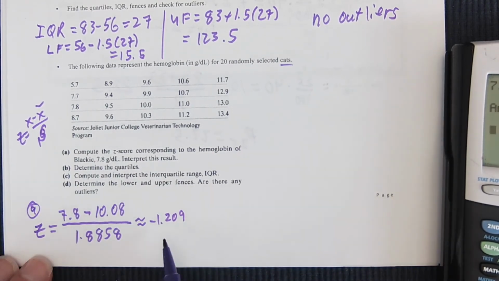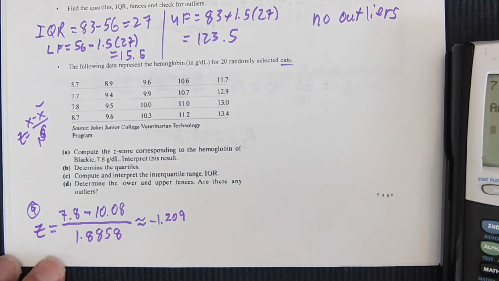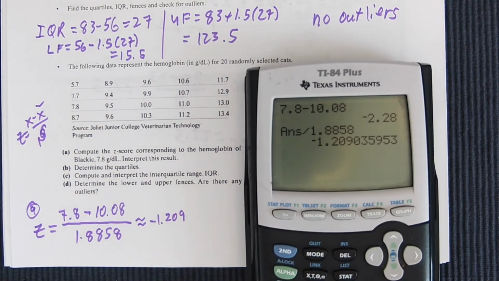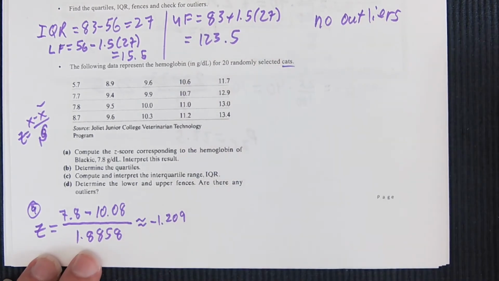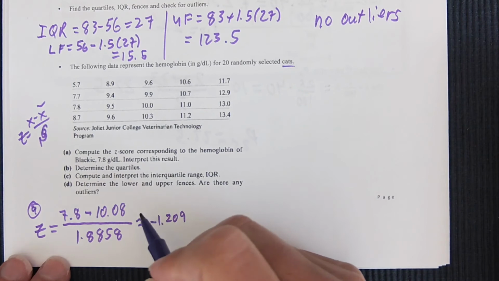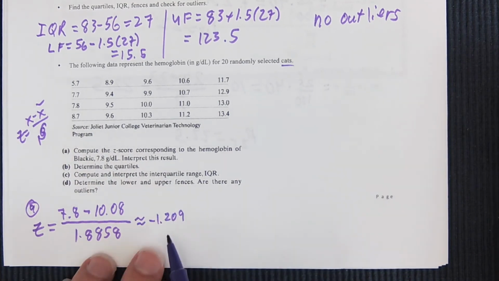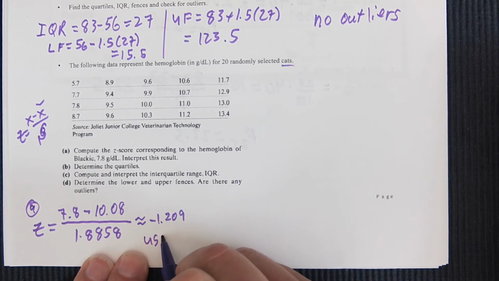And again, you should be doing this with your calculator for the practice. Please don't just watch me do it. I already know how to do it. I want to make sure you can do it when the test comes. All right, that's part A. And let's interpret the result. Notice that we're within 2 standard deviations. So this is usual.